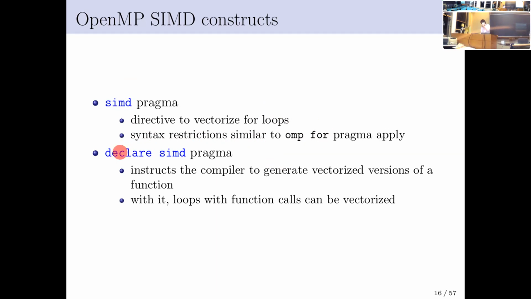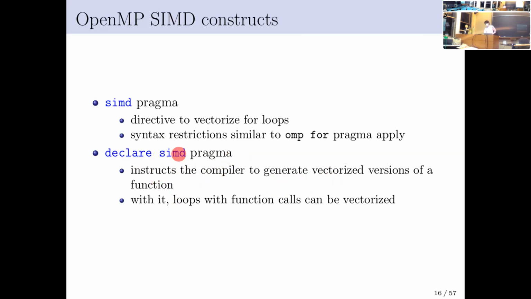And the other thing is something called the declare SIMD pragma. It is the pragma that instructs the compiler to generate a vectorized version of a particular function. It is attached just in front of a function definition or declaration.